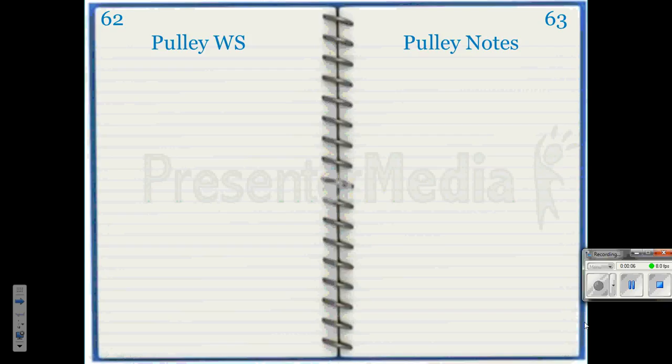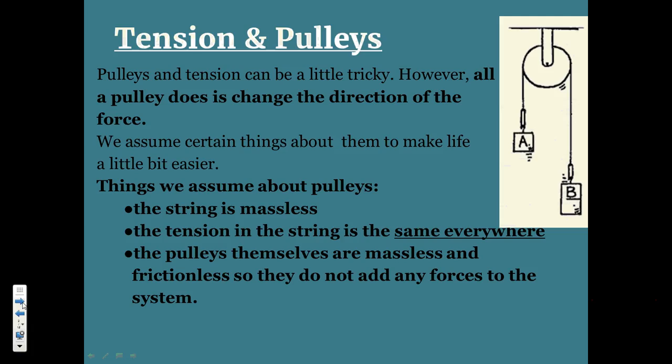If you missed class today, you're going to need to get a piece of notebook paper, give it the number 63, and write the pulleys notes on it. You can get the page 62 worksheet from the worksheet page on the website. Remember, I'm going to be reading through these. You pause and write your notes as you need.